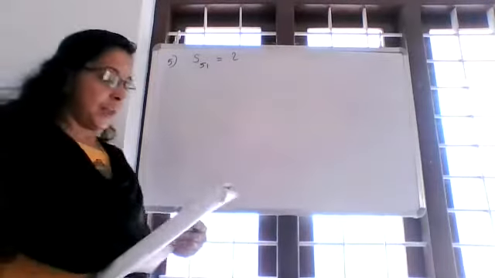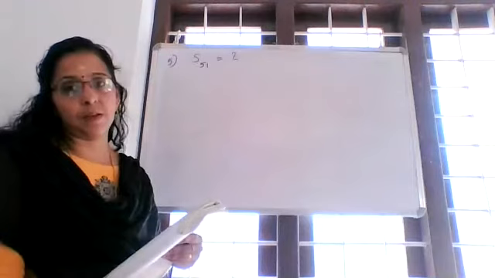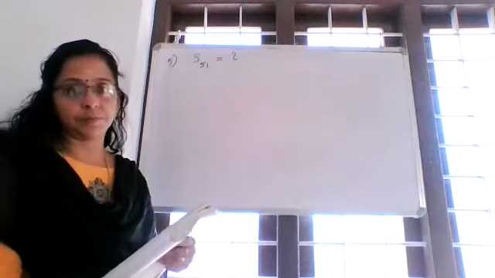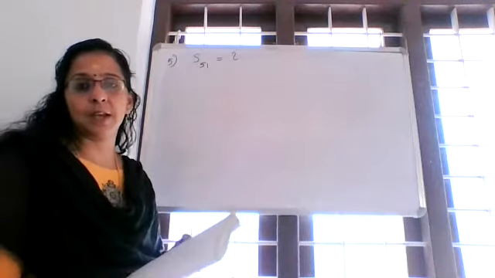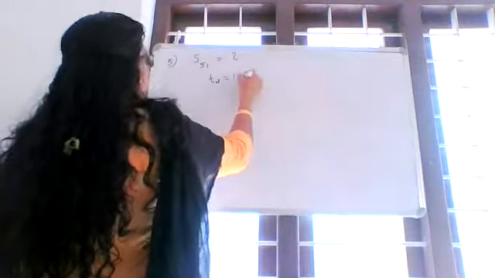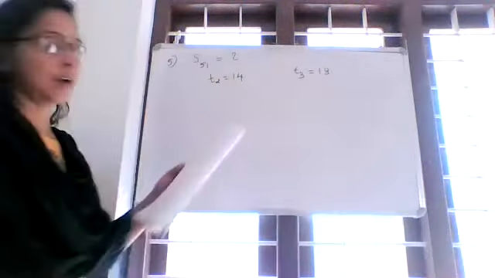Whose second and third terms are 14 and 18 respectively. So given second term and third term, how can we represent second term? T2. T2 is equal to 14. T3 is equal to 18.